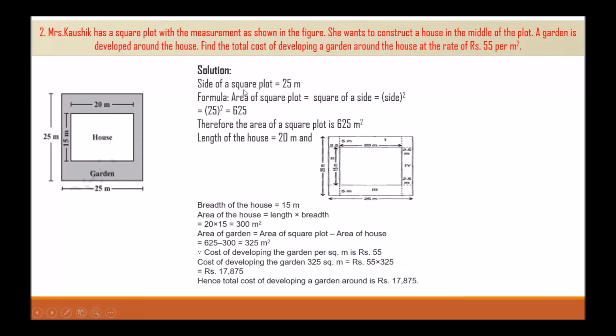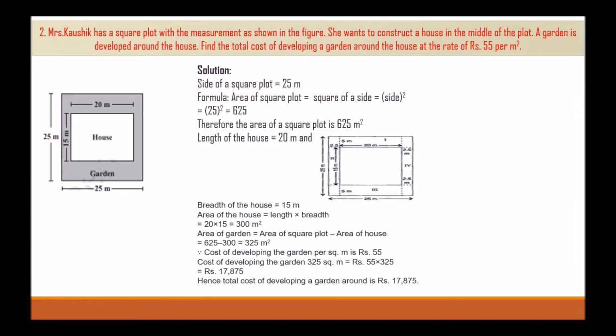The side of the square plot is 25 meter. Formula of area of a square plot is side square, that is 25 square, that is 625. Therefore the area of the square plot is 625 meter square. Length of the house is 20 meter and breadth of the house is 15 meter. So area of the house equals length into breadth, that is 20 into 15, that is 300 meter square. Area of the garden equals area of the square plot minus area of the house, that is 625 minus 300. So we will get 325 meter square.